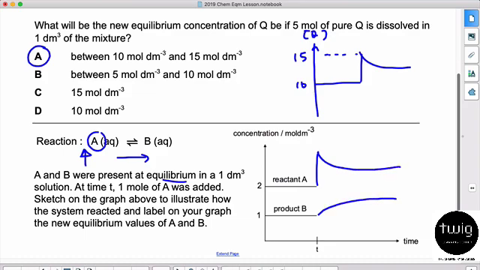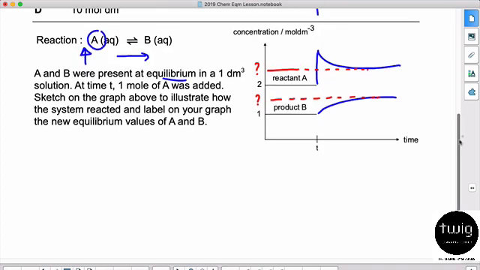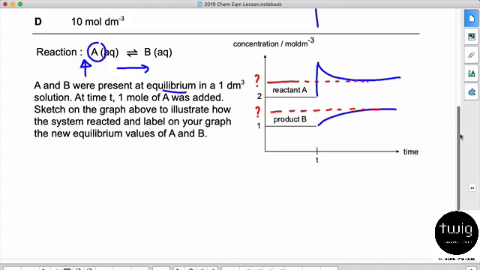What I want you to know is the final value here. What's this value here, and what is this value here? In order to find out the value, we have to do the IC table. I'm going to show you. A to B, so I started with how many A? Initial, change, equilibrium. Let's fill in the numbers. A was at first 2, B was at first 1.